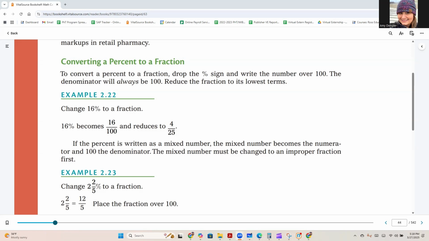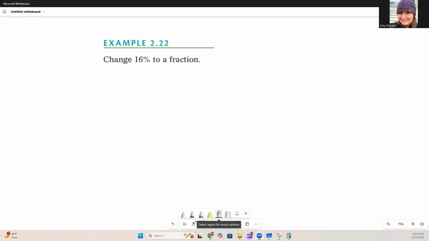And let's do the example 2.22. Example 2.22, we're going to change 16% to a fraction. So we're first going to just take that 16 and place it over 100. And we do that because percentages are out of 100 always. And we want to find a number that is evenly divisible by both. So I am going to suggest 4. So let's try that.